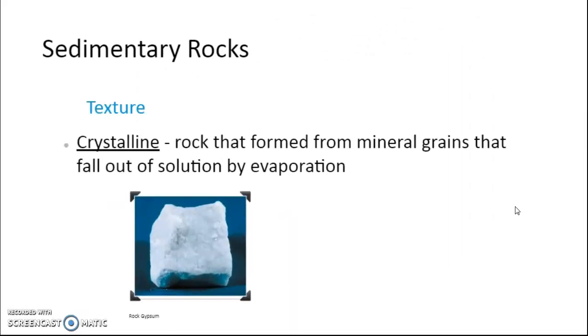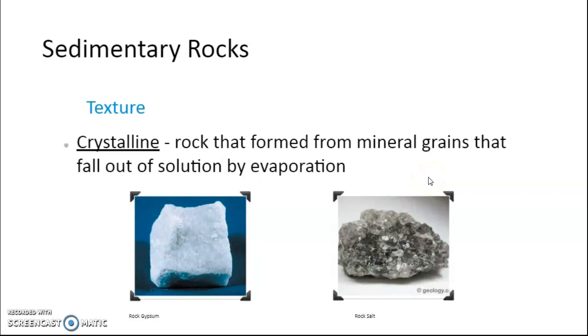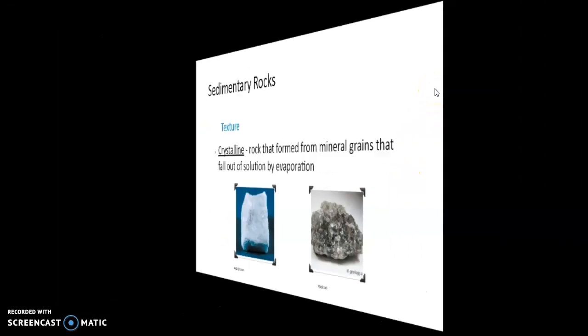Another type of texture that we have is called crystalline, and this is a rock that forms from mineral grains that have fallen out of solution by evaporation. So this leaves behind gypsum or rock salt that we can see when water evaporates from a dissolved substance.